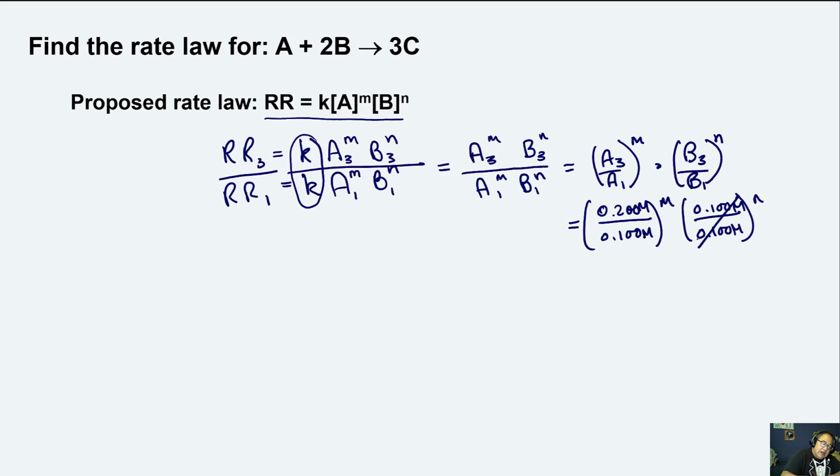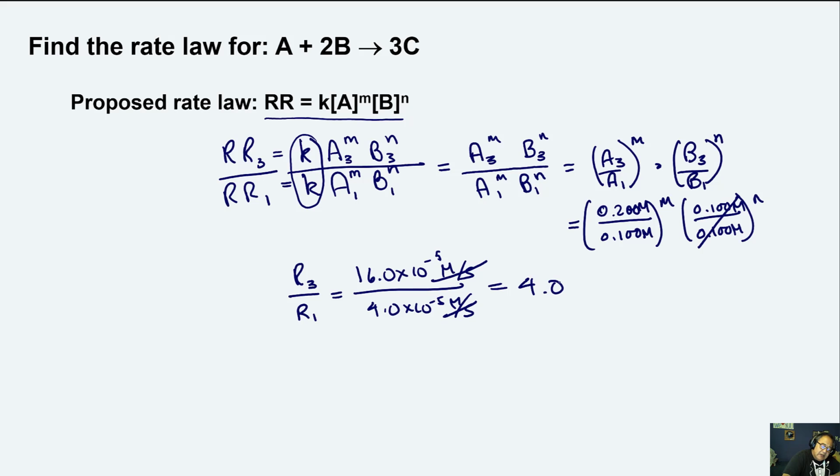Now, when we put the other side of the equation, there's R3 over R1, right? Then what we have is R3 over R1. That was equal to 16.0 times 10 to the minus fifth molarity units per second, divided by 4.0 times 10 to the minus fifth molarity units per second. Again, units cancel out, and now we're left with the number 4.0 is equal to this.